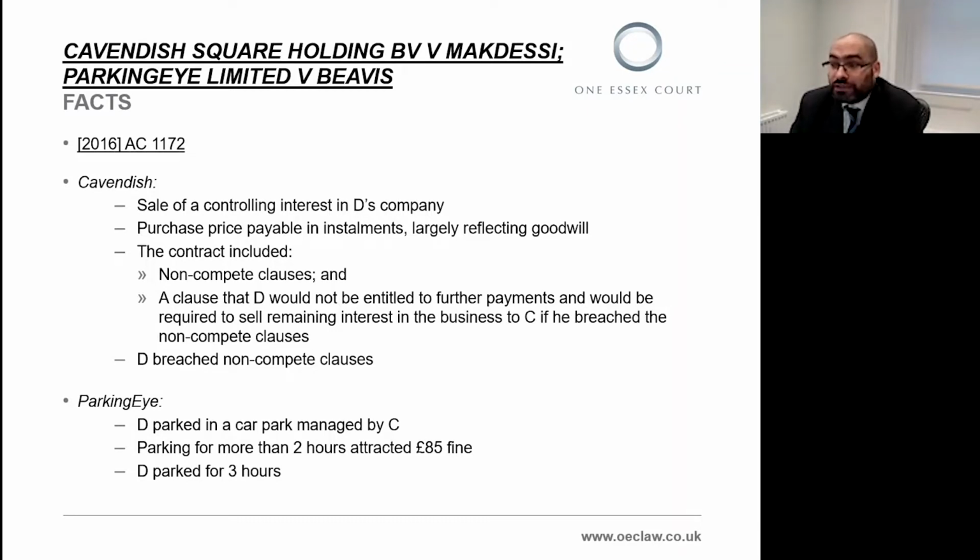The agreement provided that after the sale, the defendant would not compete with his old business, and that if he did, he would not be entitled to any further instalment payments under the contract, and the claimant would acquire an option to buy the remaining shares in the business. That's the key bit. In the event the defendant did breach the non-compete clause and the claimant sought a declaration that the defendant was not entitled to the further payments and was obliged to sell his remaining shares to the claimant. The defendant argued that the clause was unenforceable because it was a penalty.